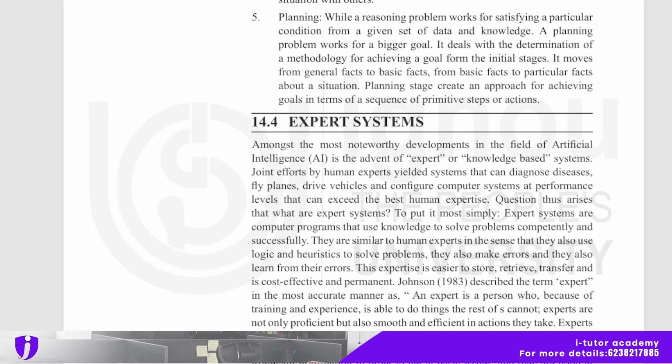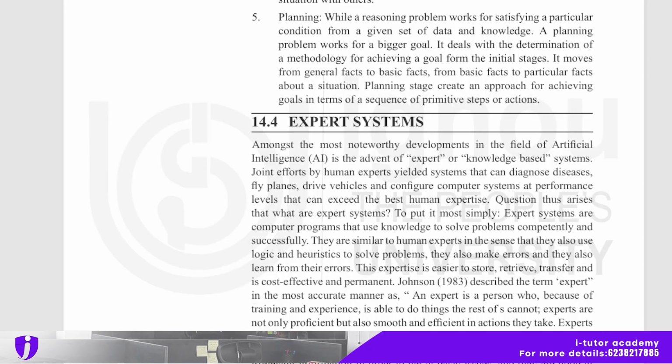competently and successfully. They are similar to human experts in the sense that they also use logic and heuristics to solve problems. They also make errors, and they also learn from their errors. This expert is easier to store, retrieve, transfer, and is cost effective and permanent. Johnson described the term expert in the most accurate manner: an expert is a person who, because of training and experience, is able to do things the rest of us cannot.